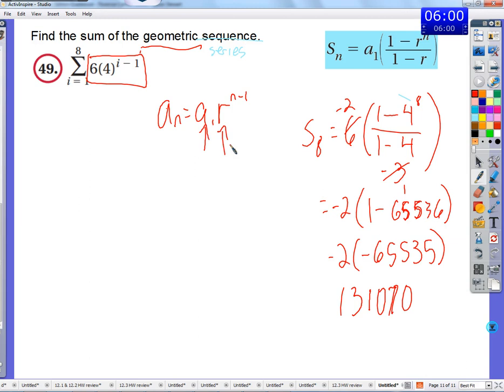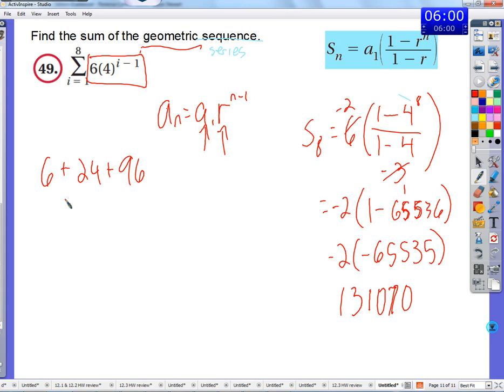If you weren't sure, you could just write out each term. All 8. If you start writing them out, you get 6, okay? And then you plug in 2, you get 6 times 4. That's the next one. It is 24. And then you do it again, you put in 3. So 3 minus 1 is 2. 4 squared is 16 times 6. Right? What's 16 times 6? 96.